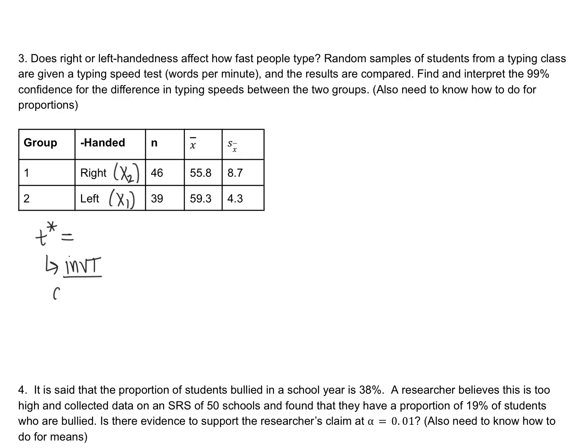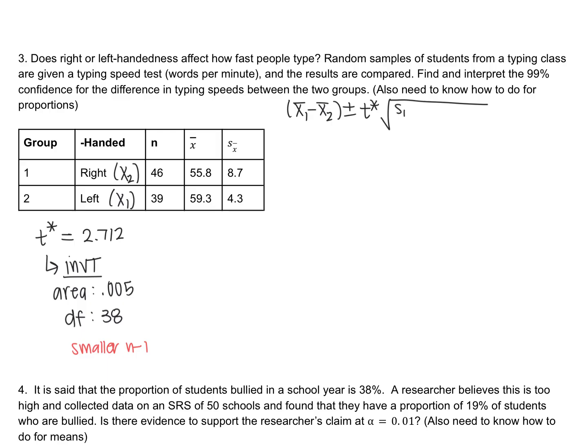So when we do INVT, our area is still the remaining percent to 100 divided by 2, which would be 0.005. Our degrees of freedom, when we have a difference in means, it's the smaller of n minus 1, which in this case, that would be 38. So we end up with 2.712. So the formula for the confidence interval is x1 minus x2 plus or minus our t critical value times the square root of standard deviation 1 squared over n1 plus standard deviation 2 squared over n2.